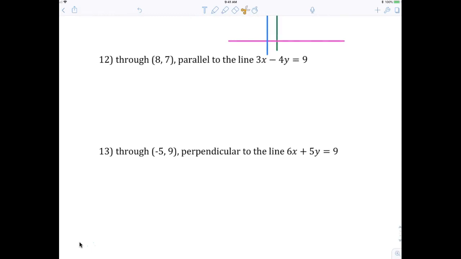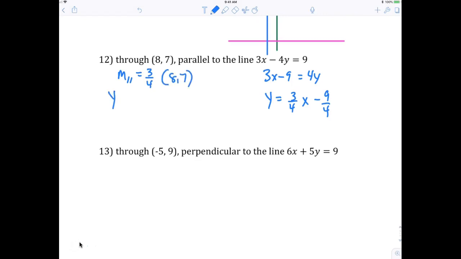All right. So parallel: I need to find the slope. 3x minus 9 equals 4y. Y equals 3/4 x minus 9/4. Everybody happy with that? Now I want the slope of the parallel line, so that would be what? 3/4. Passing through the point (8, 7): y minus 7 equals 3/4 times x minus 8. Everybody happy with that?